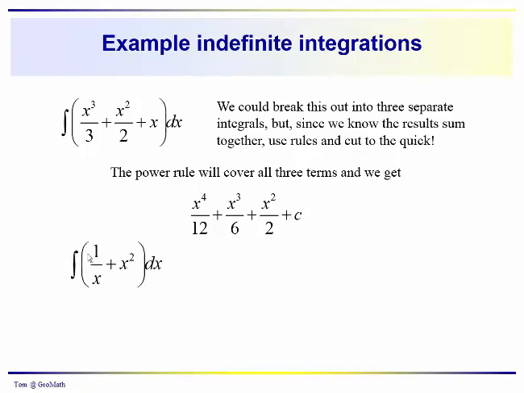Here's another one, 1 over x plus x squared. So we've got a couple of rules that we need to use here. We'd use the power rule for this term, but we have this special case that we use for x to the minus 1. When we do that, hopefully you got the log of x for the first term plus x cubed over 3 for the second term, and then there's our constant of integration.